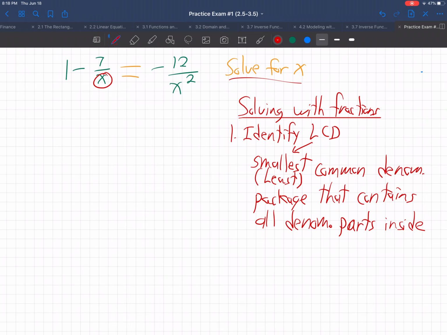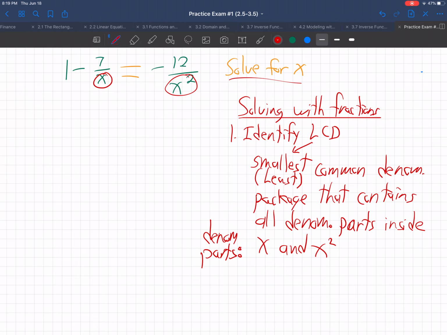Well, this has an x and this has x squared. Those are the only two denominators. Those are the only two things under bars. So we have x and x squared. Those are the two denominators. So I'll say denominator parts.